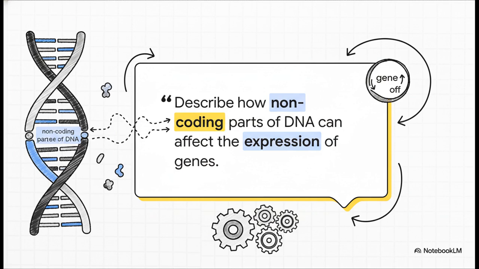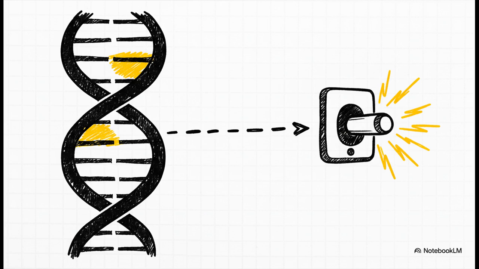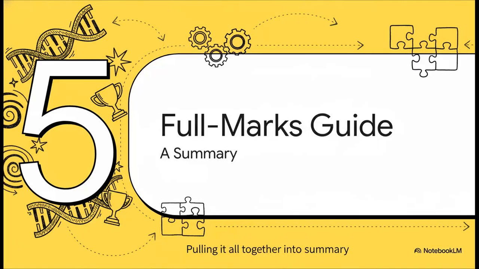Gene expression is basically the process of turning a gene on. So what's the role of this other DNA? And the answer couldn't be simpler. You ready? For 1 full mark, all you need to say is, non-coding parts of DNA can switch genes on or off. That's it. They're like the light switches for our genes. An easy mark to finish strong. And that's that, 11 out of 11 marks.